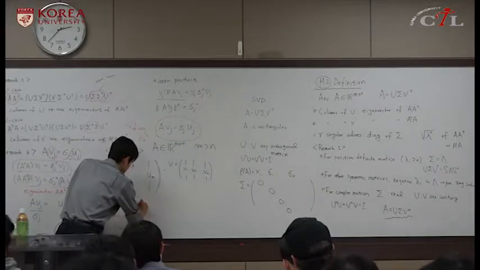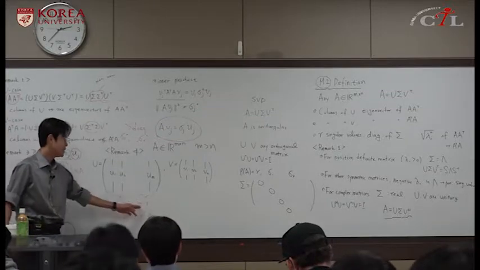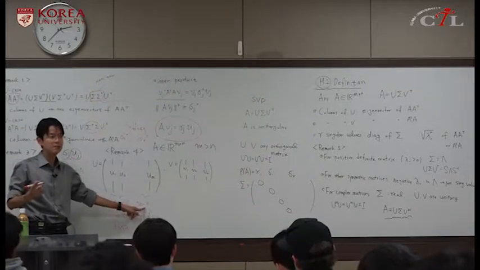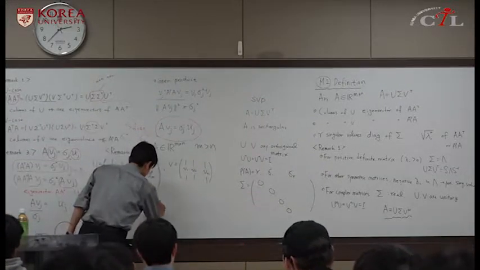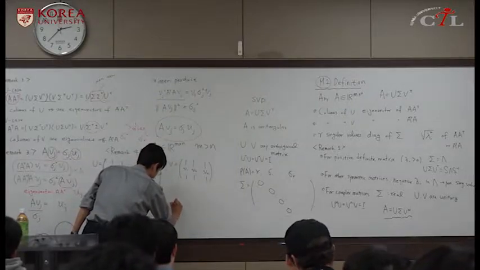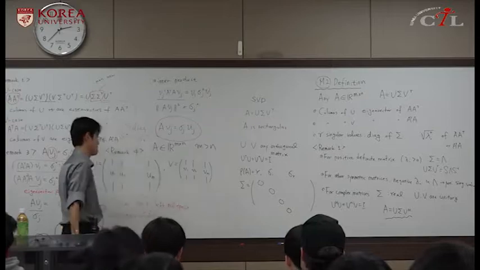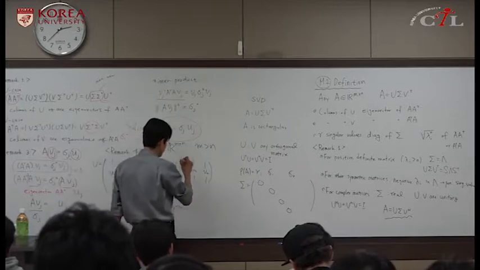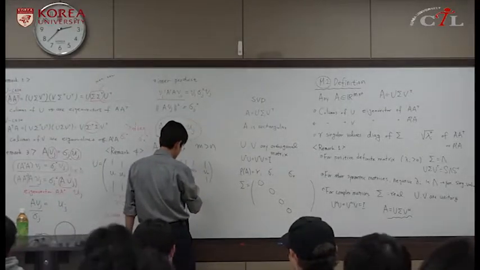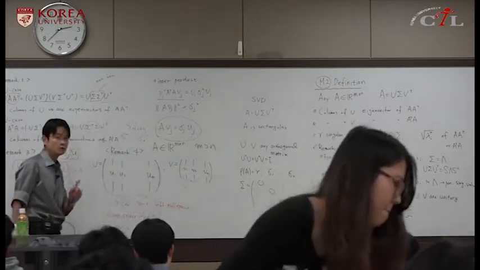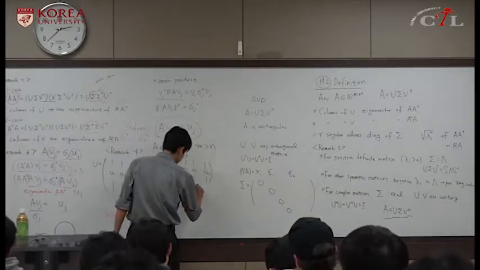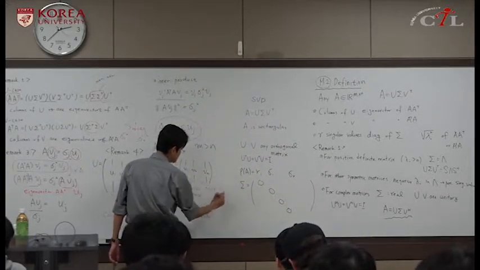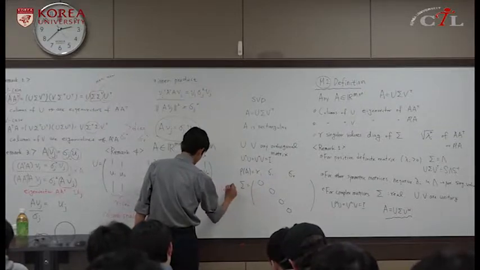And the remaining m minus r, then what will it be? Outside the column space, it is the left null space. This is the basis of the left null space. Then the first r columns of V are similarly the basis of the row space. And the remaining n minus r columns are the basis of the null space.